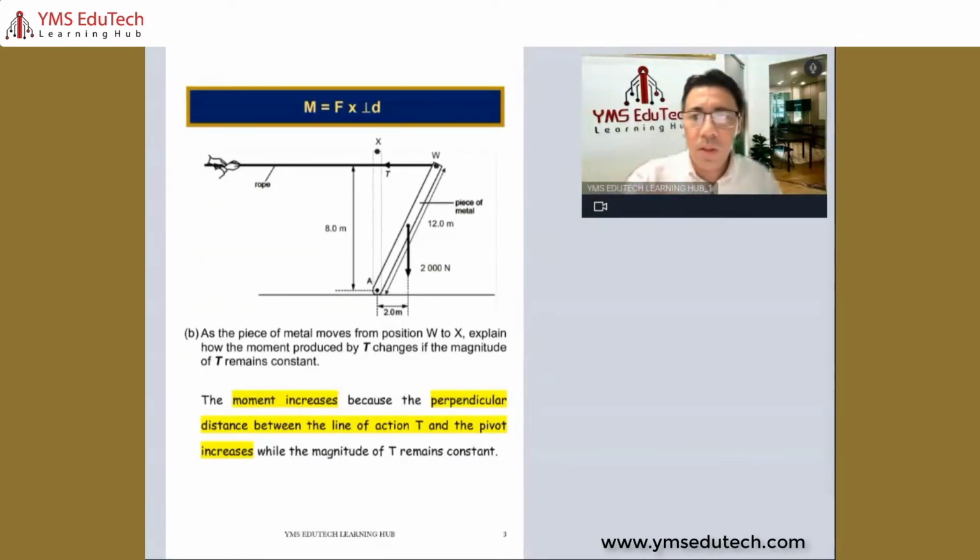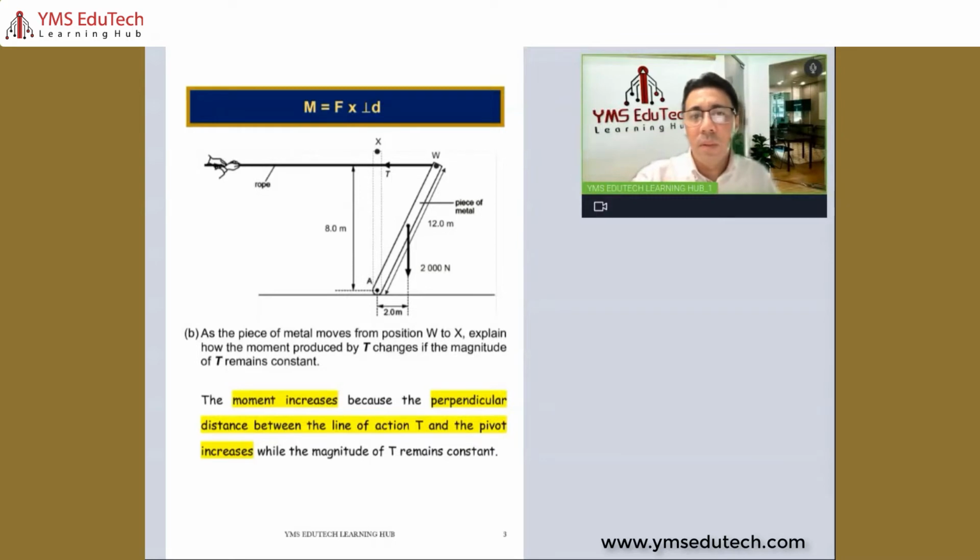Now, the next question is an explanation type of question. No calculation involved, but you need to show the understanding of the moment as the product of force and the perpendicular distance about a point. Let's take a look at part B. As the piece of metal moves from position W to X, explain how the moment produced by T changes if the magnitude of T remains the same.